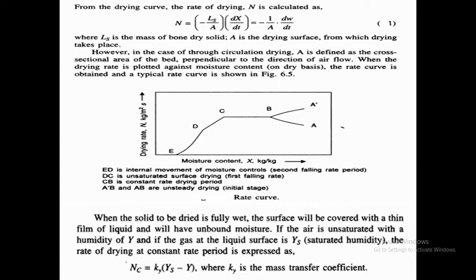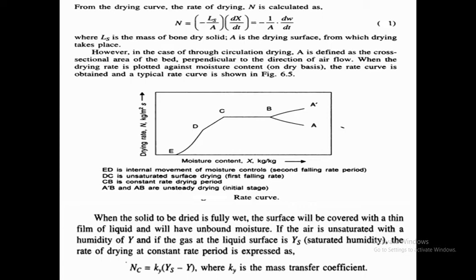Refer to the figure, this is the type of rate curve. The x-axis is moisture content, capital X, and the y-axis is drying rate, capital N. Drying rate units are kg per meter square second, and moisture content is kg per kg. In this figure, refer from right to left. The first one is A dash B and AB.